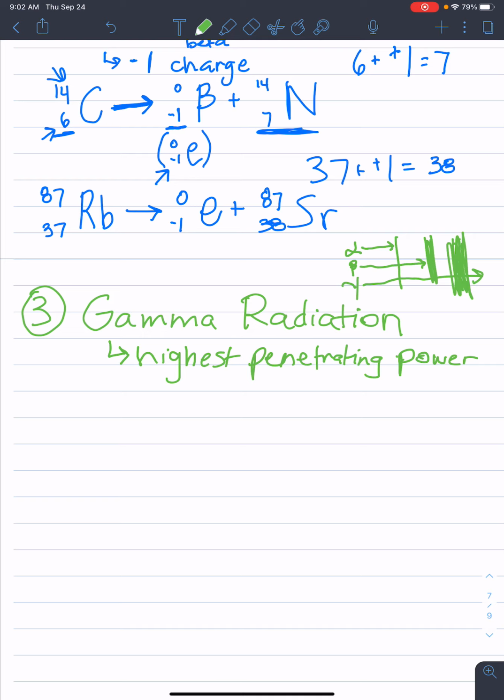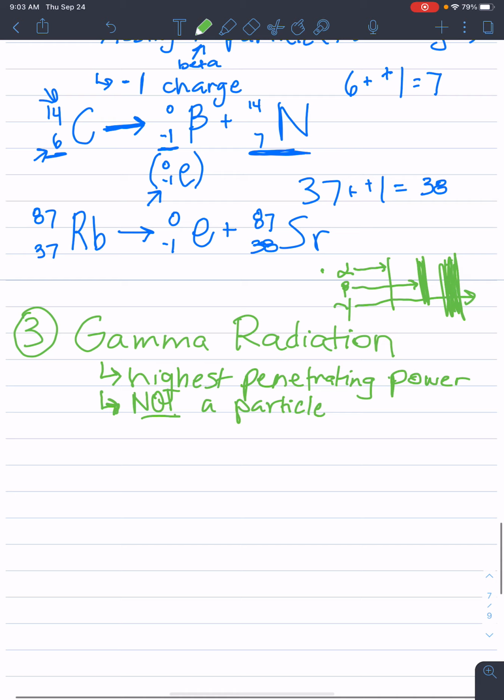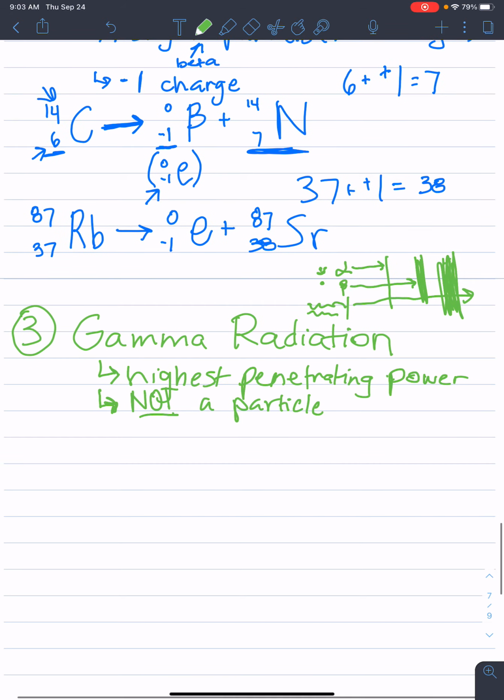Gamma radiation is what they talk about with the Hulk, how he was created by gamma radiation, so that's interesting. One thing about gamma radiation is that it is not a particle. All the other things we talked about have been particles that actually come out. Alpha is our helium nucleus, beta is a high energy electron, but gamma is actually just waves, so it's not a particle. Since it's not a particle, it has no charge.